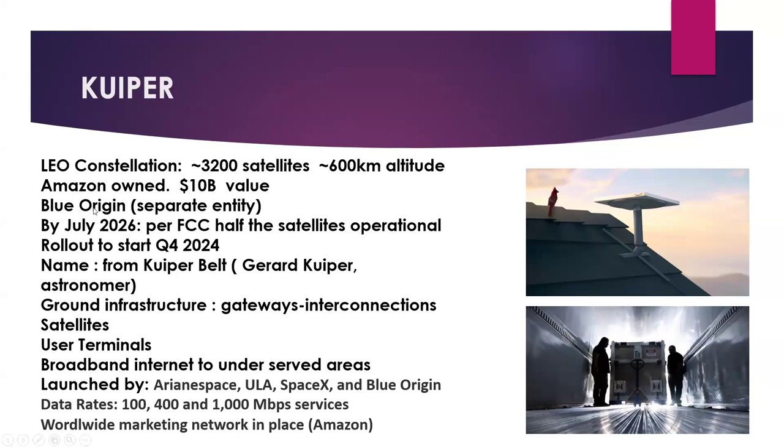Blue Origin is also owned by Amazon, but it's a separate company. So Kuiper does not only depend on Blue Origin, but they're going to use Blue Origin. They also use launches by Ariane, ULA, and SpaceX, so they actually use competition for the launches. The data rates are going to go somewhere between 100 and up to 1,000 megabits per second.